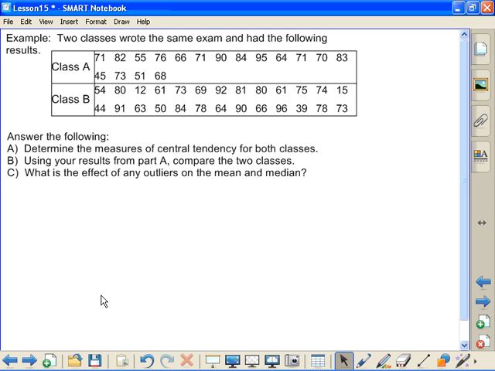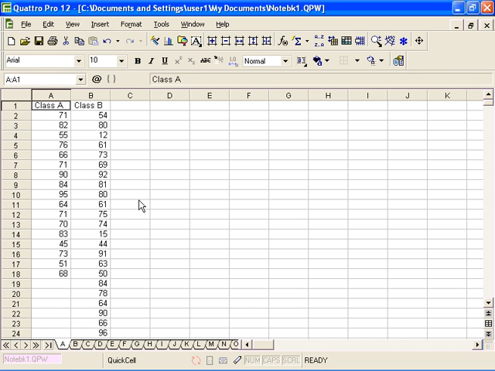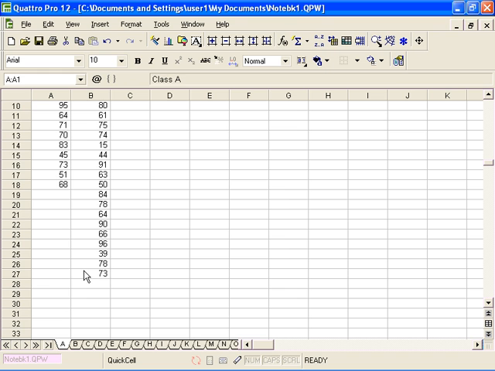Now again, you can do this by hand, but I'm giving you the spreadsheet software to work with. So I'm going to bring it up and show how it works. I've already entered it into Quattro Pro. I created Class A and retyped it all in, and Class B, retyped it all. So it's really up to you. If you don't want to use it and you want to do it by hand, go ahead, feel free.